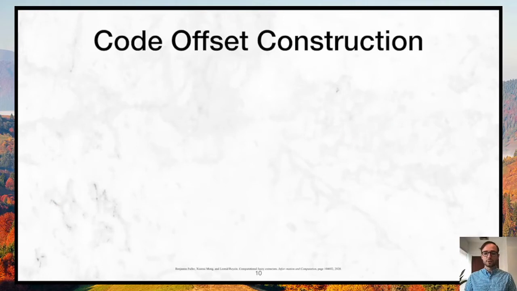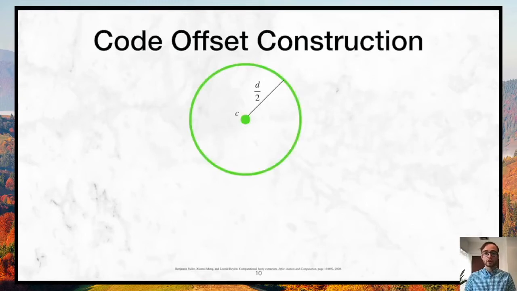I'm now going to introduce the code offset construction. This is what we base our work on. In the code offset construction, you select a code word at random from a linear error-correcting code. We'll call this C. These error-correcting codes have a distance, and the unique decoding threshold is D/2.